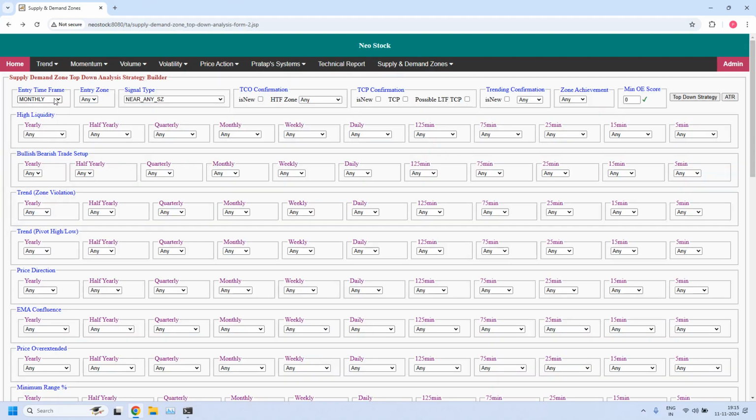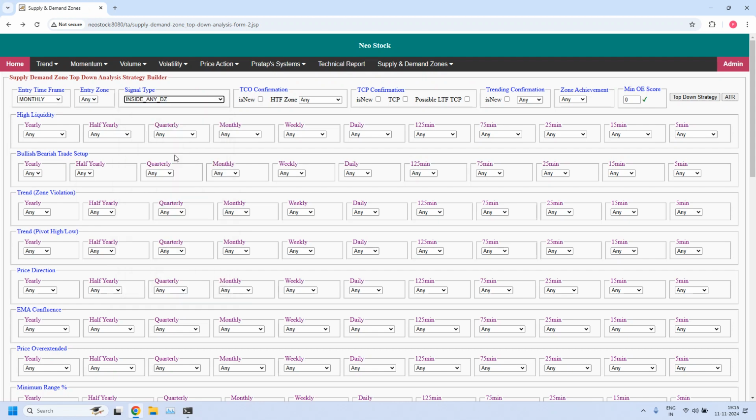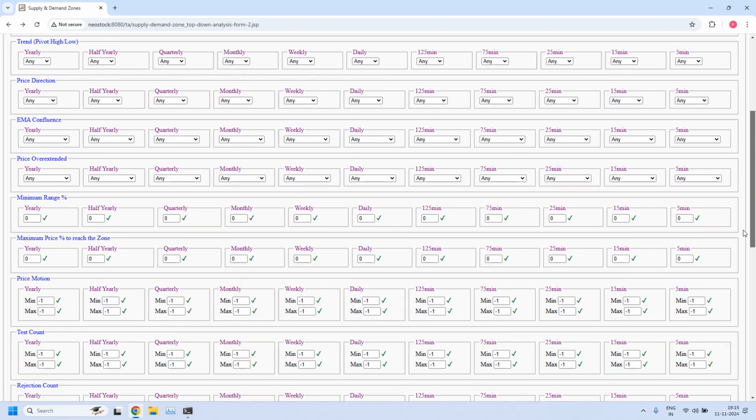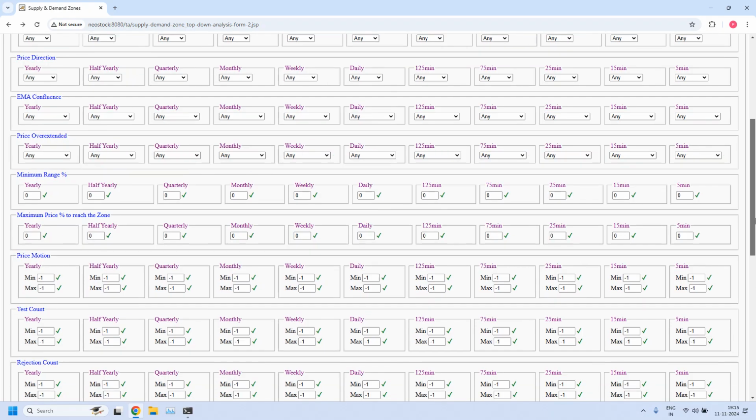Next, for monthly time frame, let's find the stocks where price closed inside monthly demand zone. These demand zones, monthly demand zones, should not be pierced. So in the pierced count at monthly time frame, I am setting minimum value 0, maximum value 0. That means pierced count should be 0. Pierced count 0 means zone is not pierced.